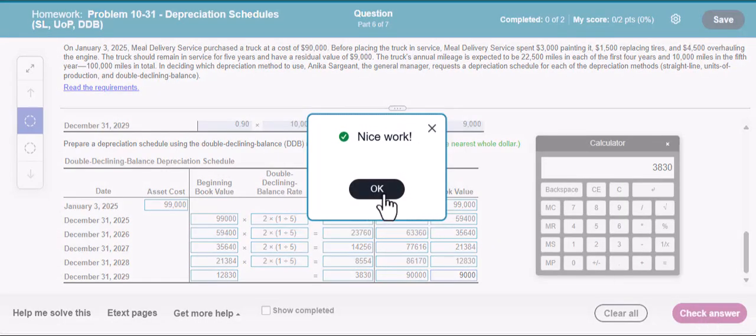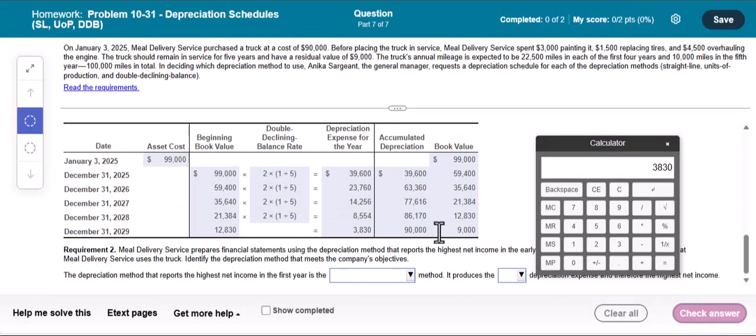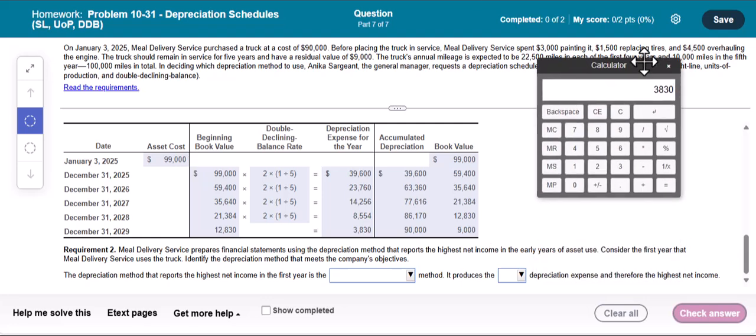So requirement 2, we have meal delivery service prepares financial statements using the depreciation method that reports the highest net income in the early years of asset use. Consider the first year that meal delivery service uses the truck. Identify the depreciation method that meets the company's objectives. The depreciation method that reports the highest net income in the first year is the blank method. It produces the blank depreciation expense and therefore the highest net income.